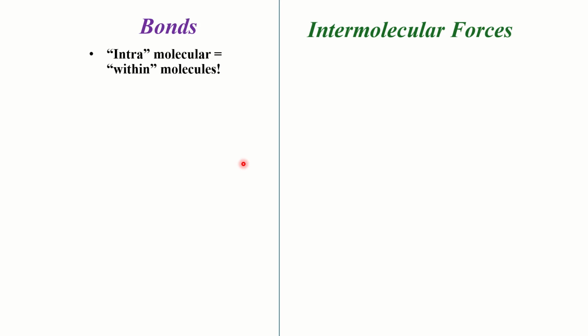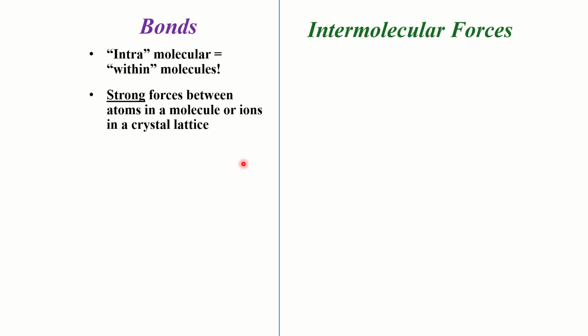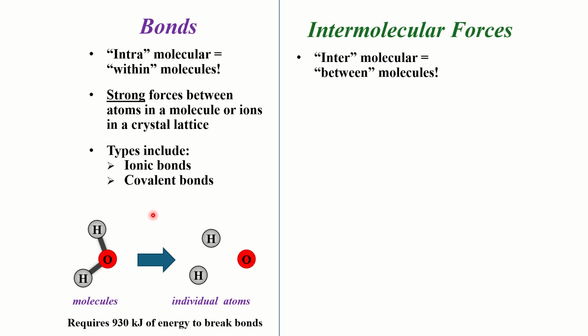So just to review this one more time, bonds, again, are intramolecular, meaning they are within molecules. These are strong forces that are between atoms in a molecule or ions in a crystal lattice. So, ionic compounds, ionic bonds, these are also considered to be intramolecular. They're within molecules. So the two main types of bonds, just to review, are the ionic bonds and, of course, covalent bonds.